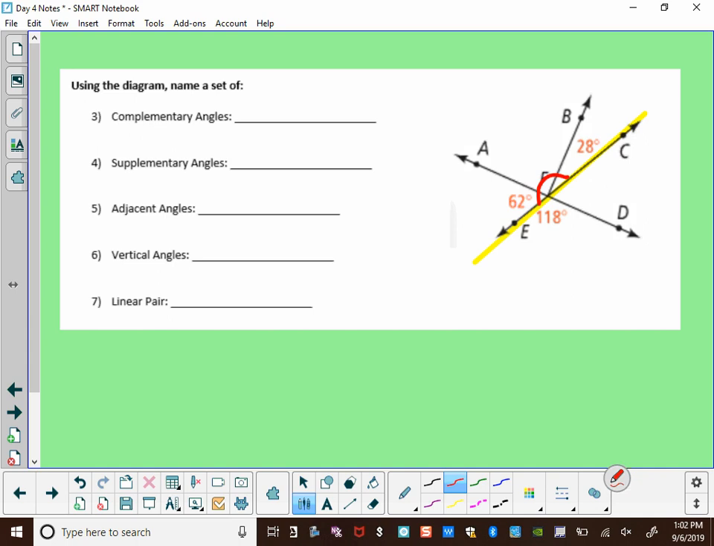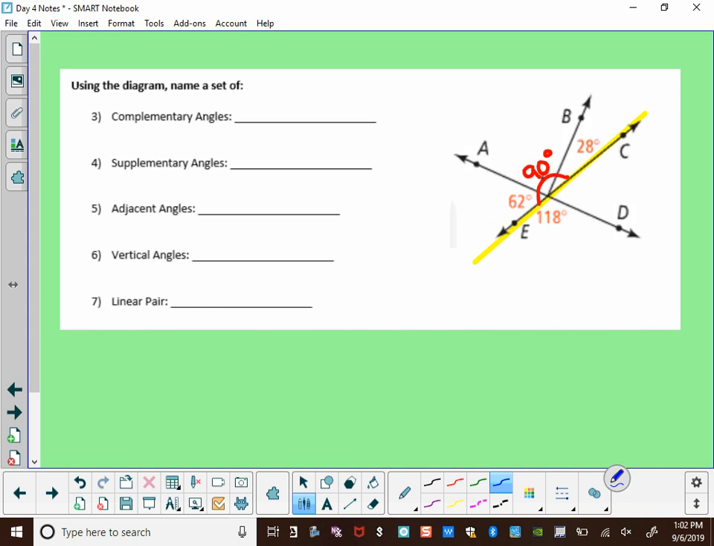Alright, what is something? A number. What is that number? Type it in. You could have had the answer by now. 180 minus 62 minus 28. What are you left with? 180, because that's what a straight angle is. It's 90. 90, good. So this angle right here is 90 degrees.